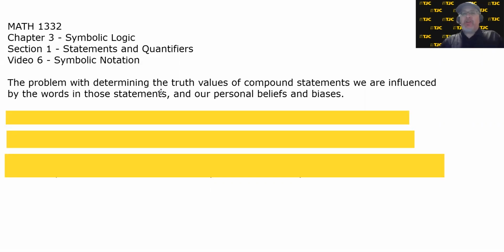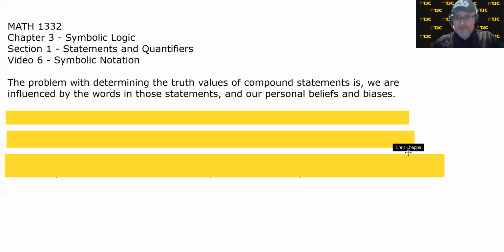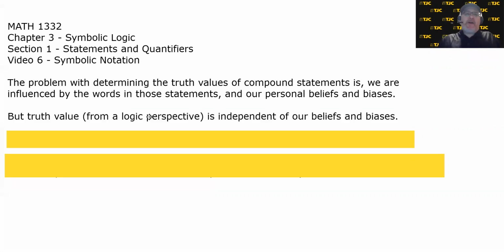The problem with determining the truth values of compound statements is we are influenced by the words in those statements and our personal beliefs and biases. Words influence us. They are very powerful in doing that. If they weren't, then there would be no such thing as songs. But when you're trying to determine the truth value of something, those words can influence you unintentionally. And we want to avoid that because truth value from a logic perspective is independent of our beliefs and biases.